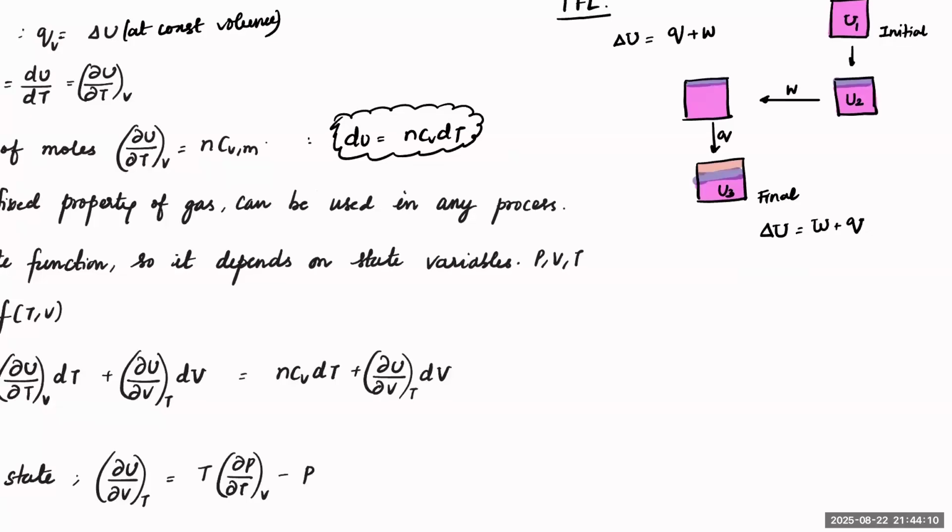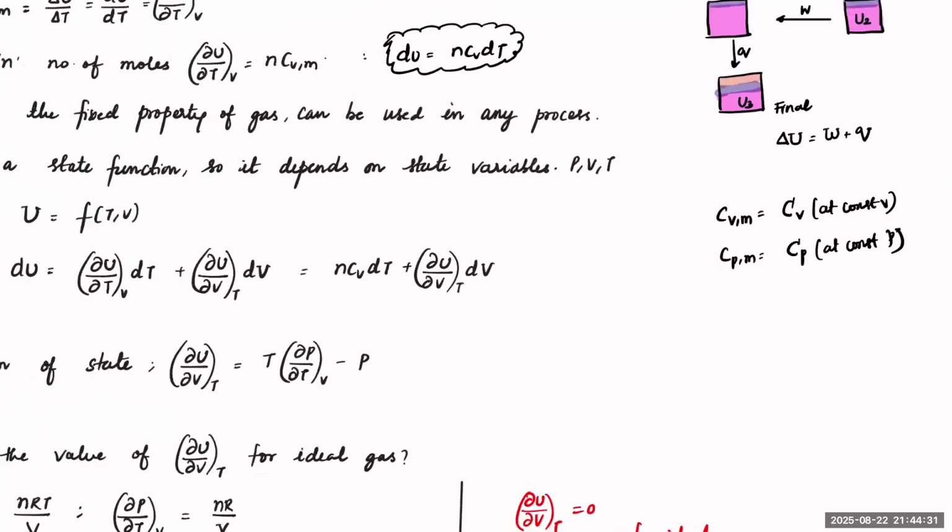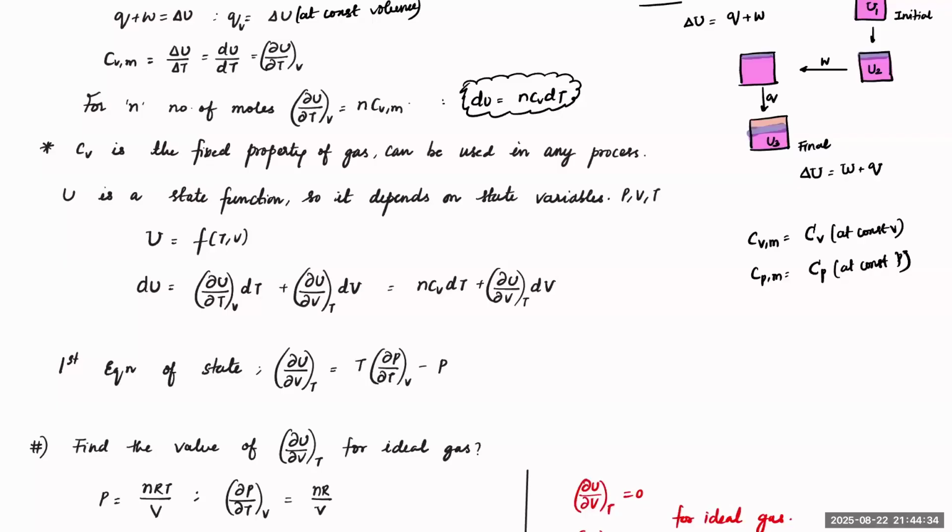Henceforth, because every time we have Cvm, instead of writing this, we can simply write it as Cv. Similarly, Cpm we can write simply as Cp. That means Cv is for the constant volume process, and Cp is for the constant pressure process. So du can be written this way: nCv delta T plus (dou u by dou V) at constant temperature into dV. This is the general equation of internal energy change, everybody.